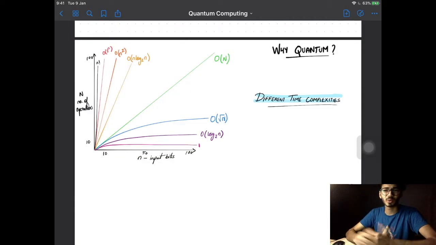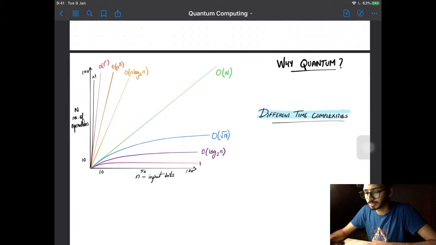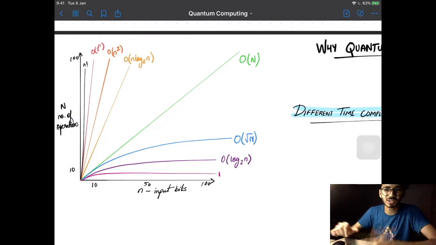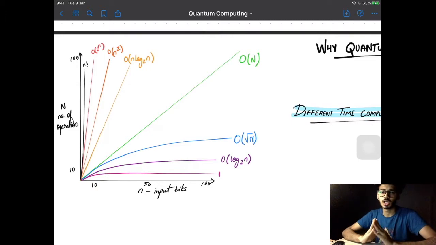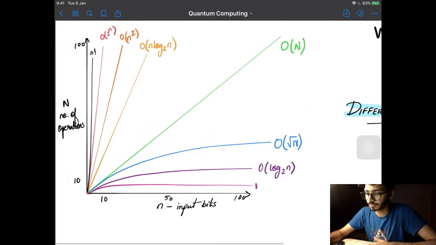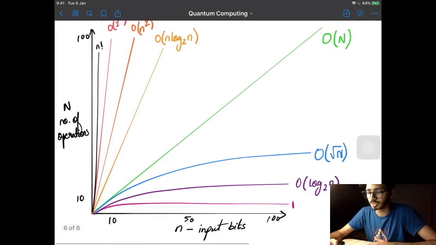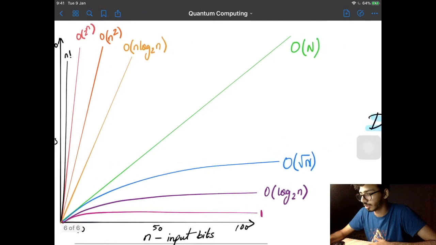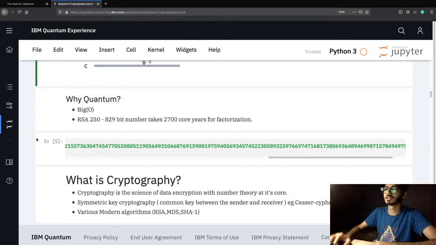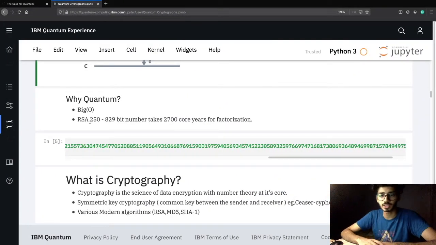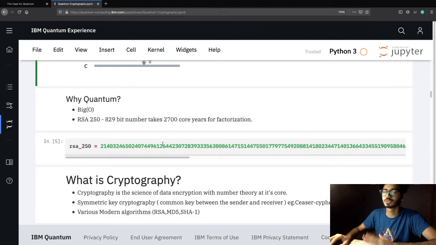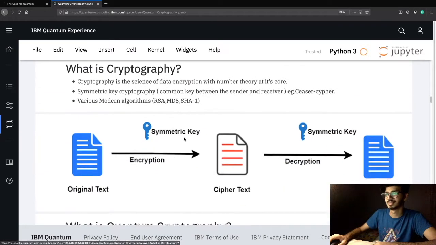Now you may ask, why quantum? The reason is the big O notation. Now what is big O notation? It is basically the time complexity involved for any algorithm. If we take the factor of n factorial over the number of bits involved, the number of operations is on a greater scale. With the example of the RSA algorithm, RSA 250 is an 829-bit number, which on factoring can take almost 2700 core-years, which is of course very great.